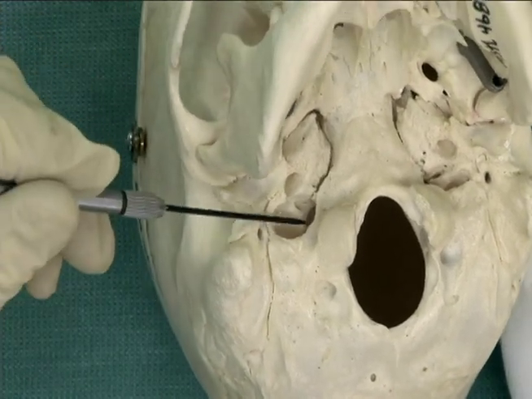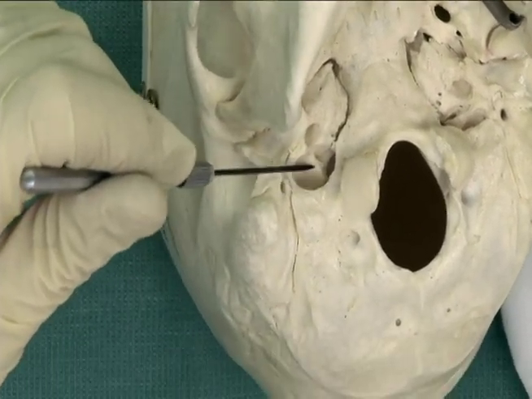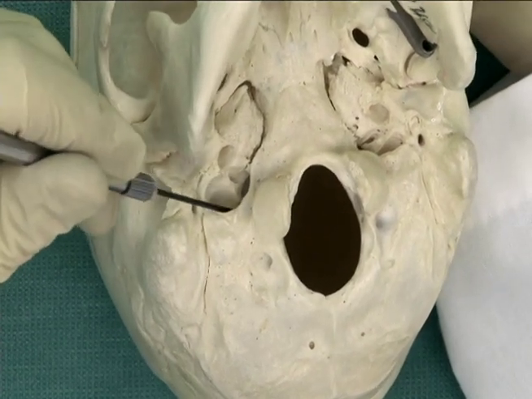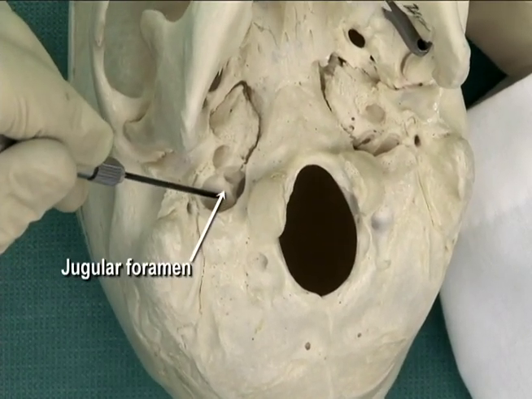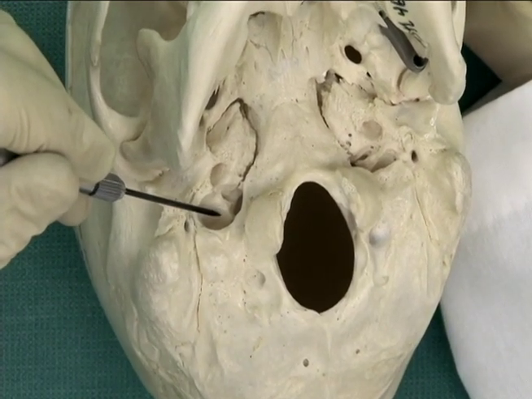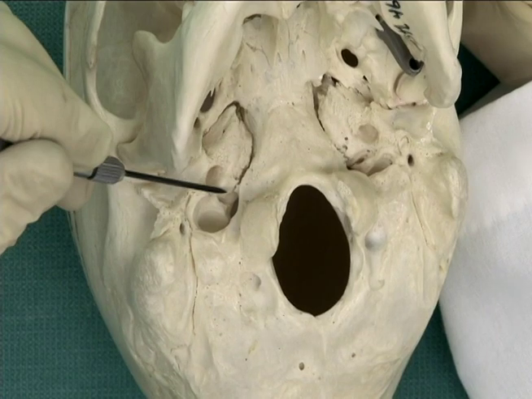Lateral to each condyle is the large jugular foramen, which transmits cranial nerves 9, 10, and 11, the distal end of the inferior petrosal sinus, and the confluence of the sigmoid sinus with the internal jugular vein.